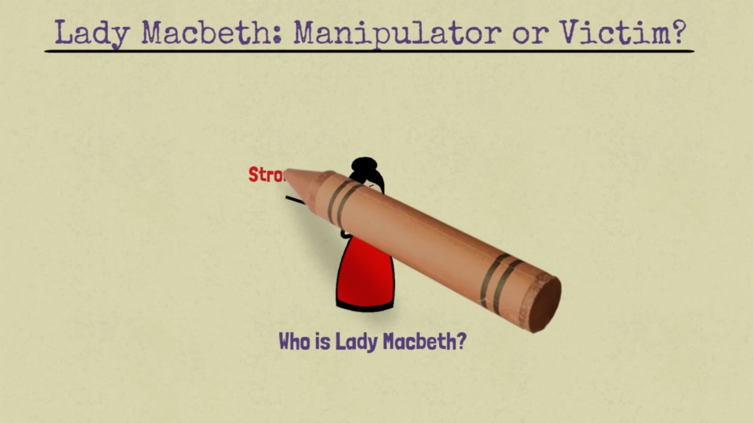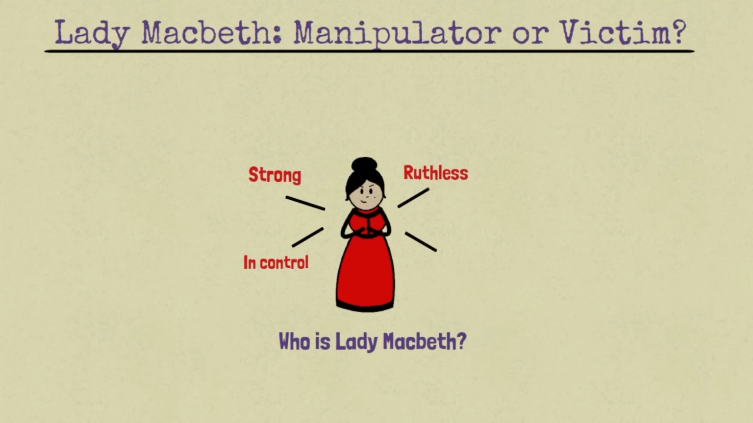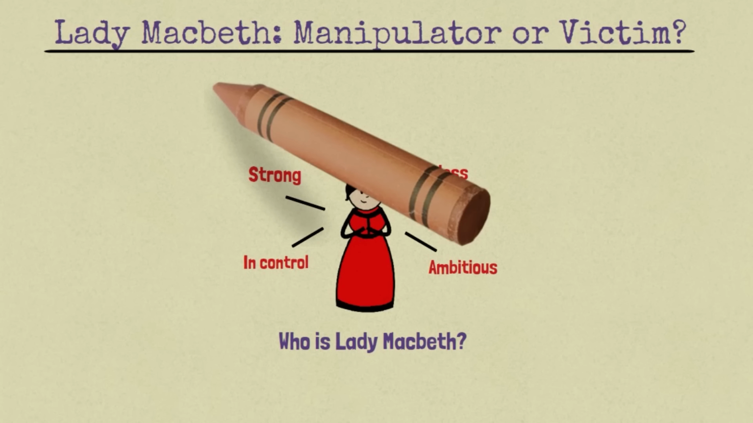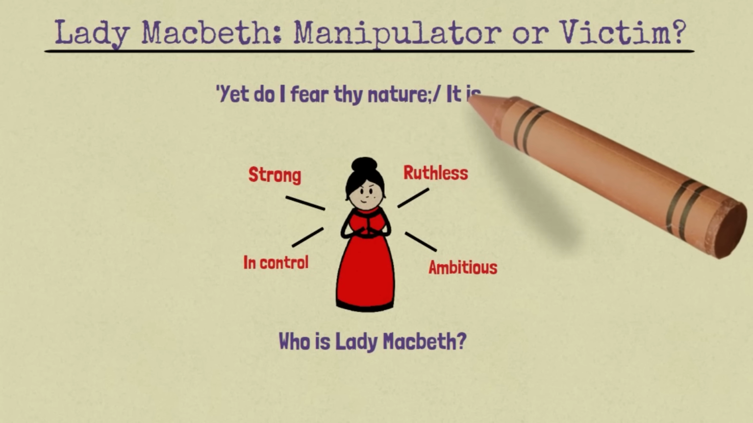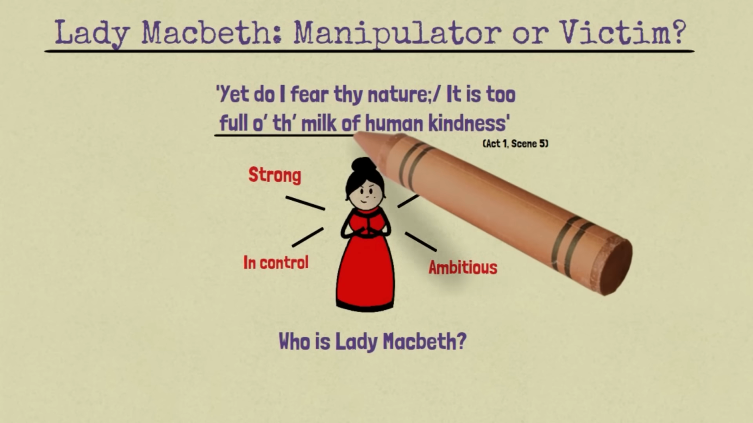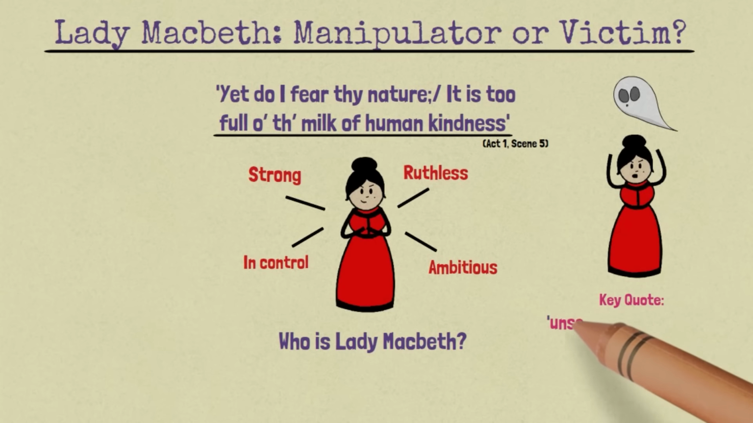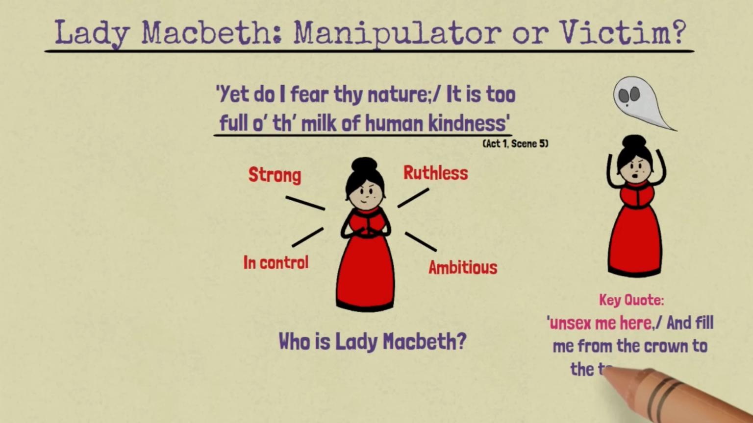When we first meet her, she appears strong, ruthless, in control, more ambitious even than her husband. She reacts to Macbeth's letter about his meeting with the witches by saying that he is too full of the milk of human kindness to do what needs to be done. Therefore, she takes it upon herself to manipulate and push him towards murder by summoning spirits to "unsex me here" and fill her with direst cruelty.